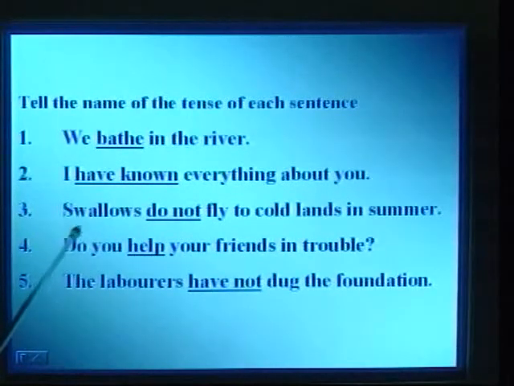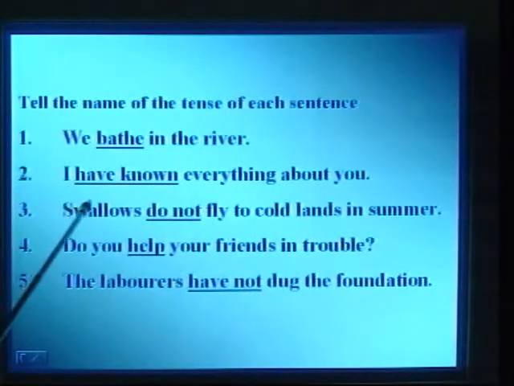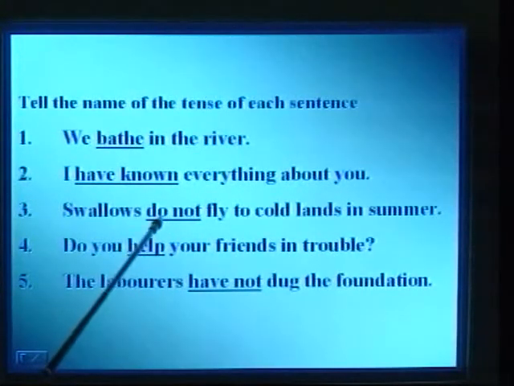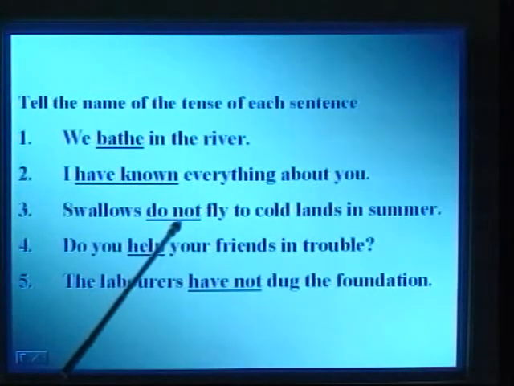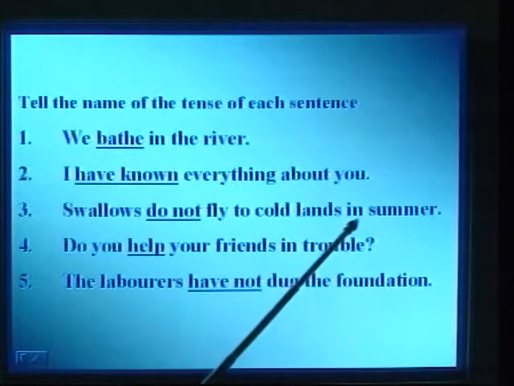So, swallows do not fly to cold lands in summer. Swallows forms the subject here. Do not fly. So fly here is a verb, do not is a negative. You are taking the help of do and making it a negative here. Do not fly to cold lands in summer. This is simple present. Is it or not?